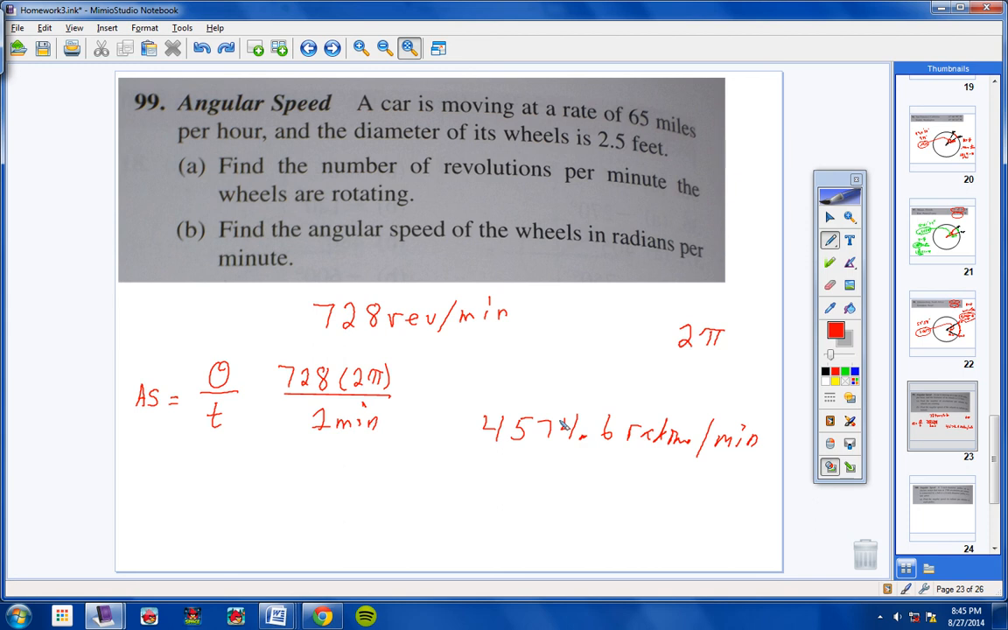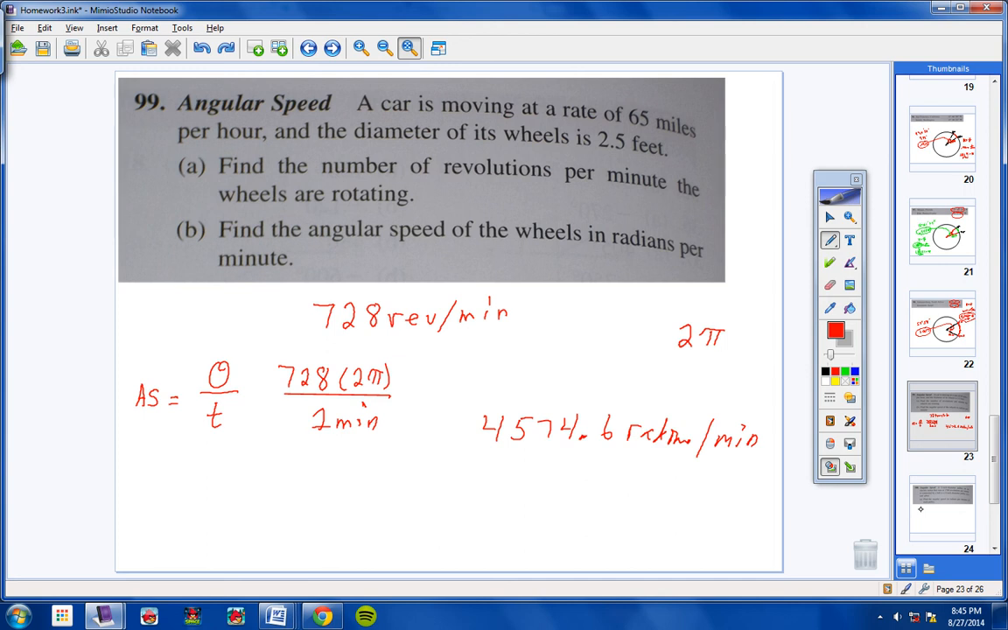Okay, let me get a drink here real quick. And there we go. Angular speed is always going to be in radians per something, radians per minute, radians per second, radians per hour, whatever it might be. Okay. All right, let's go on to number 100.